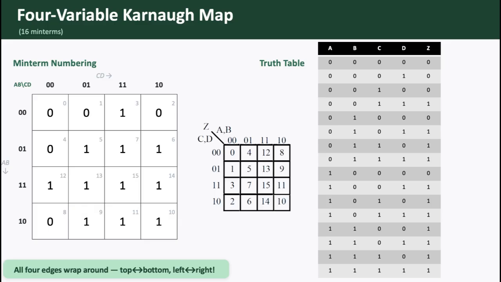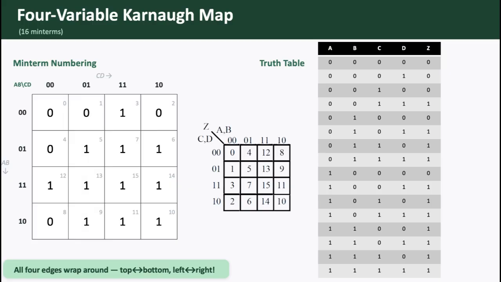The column order swaps the positions of minterms 2 and 3, 6 and 7, 10 and 11, 14 and 15. Many students get their K-maps wrong by placing minterms in natural binary column order. Always write the column headers before you fill in values.